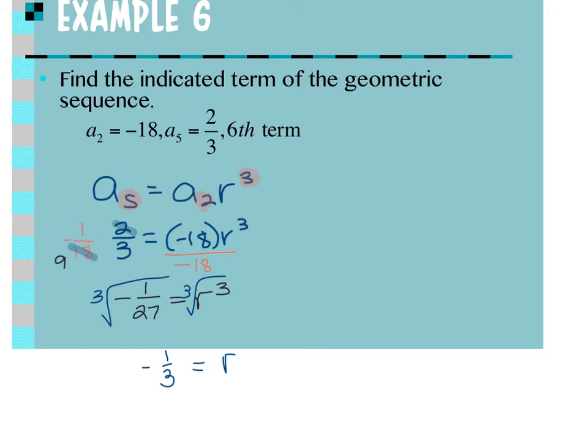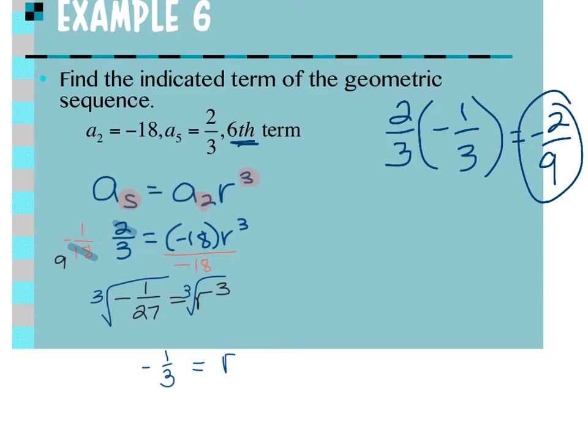Correct. So if I have R and I need to get to the sixth term, there's really kind of 3 ways to do it. What's one way to do it? Just multiply A5 by R, which is probably the easiest. Take my -1/3, multiply it times A5. Does that make sense? So I would get 2/3 times -1/3, which is -2/9, because I only needed to go one more term past the one that was given.